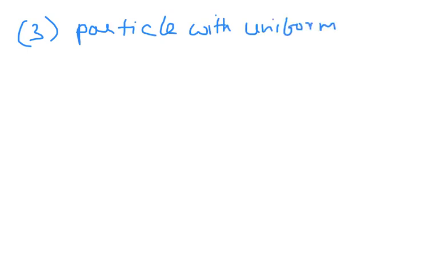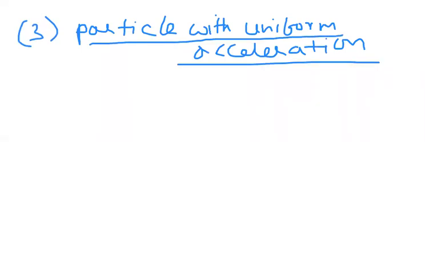Next step, the third one: particle with uniform acceleration. The first one we observed was the rest condition. Next, uniform velocity. Now, particle with uniform acceleration. So the particle is moving with uniform acceleration. What can we say here? Uniform acceleration means the a value is constant. A is constant.